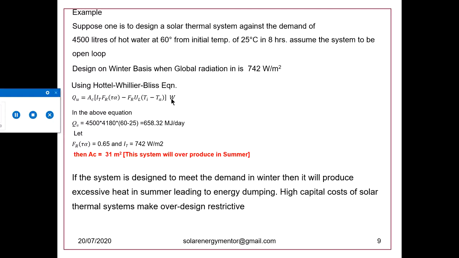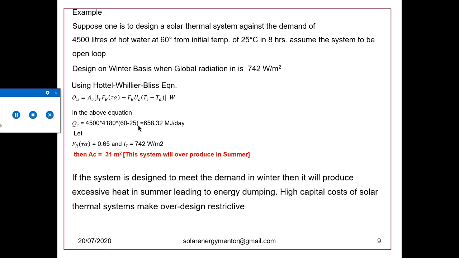Now in this equation, as the system is open loop, the fluid which is entering the collector is at the atmospheric temperature only. So this is Ta, so this term becomes zero. So only this part of the Hottel-Whillier-Bliss equation remains. Now 742 is IT. FR tau alpha, if we design, take 0.65. IT is 742. AC is not known, and QU we can calculate: 4500 liters of water heated from 25 degrees Celsius to 60 degrees Celsius per day.